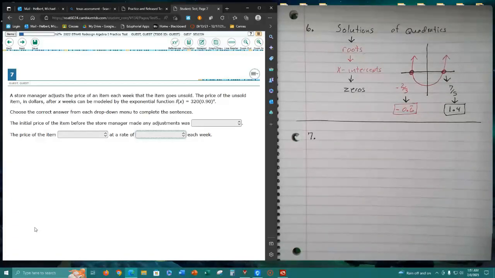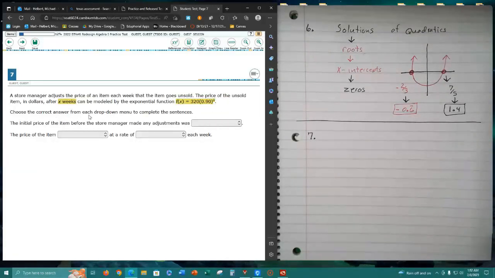For problem number 7, notice it says, a store manager adjusts the price of an item each week that the item goes unsold. The price of the unsold item in dollars after x weeks I'm going to come over here. Since I see a variable, I'm going to highlight it. Can be modeled by the exponential function f of x is equal to 320 times 0.9 to the x power.